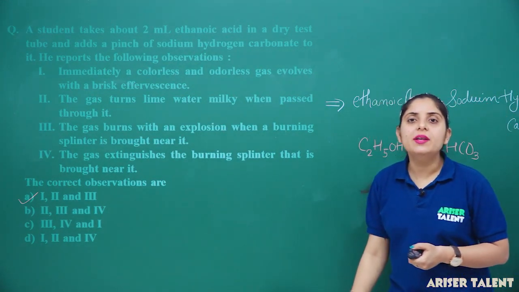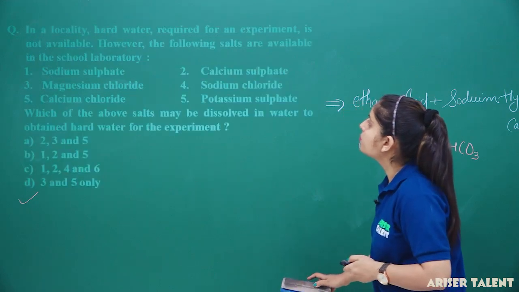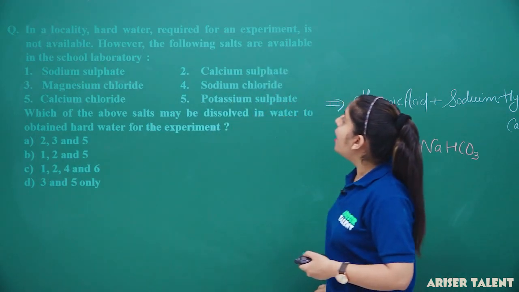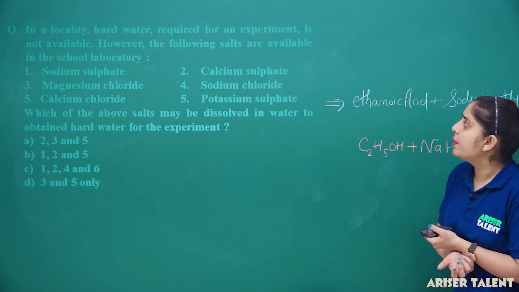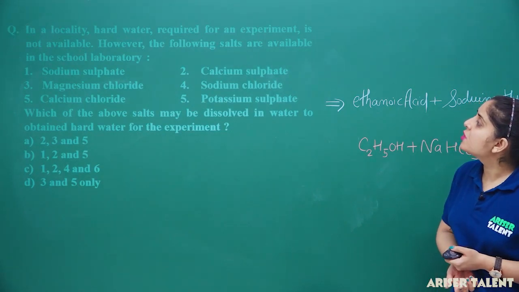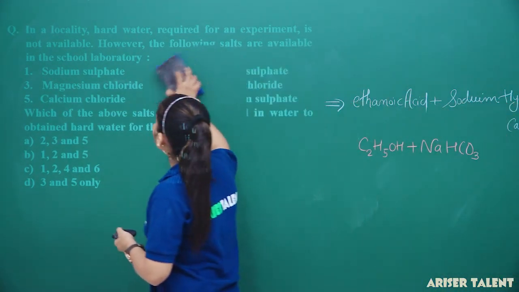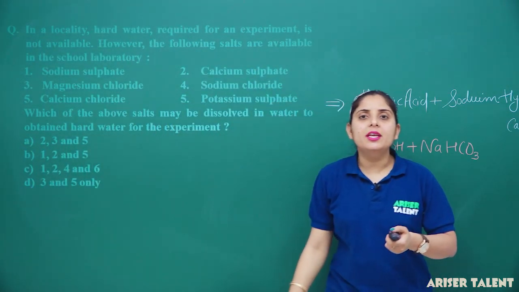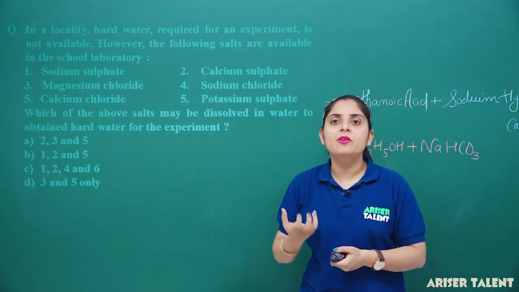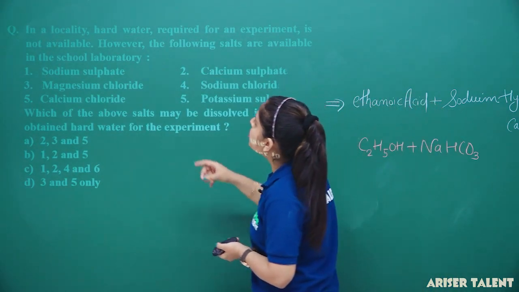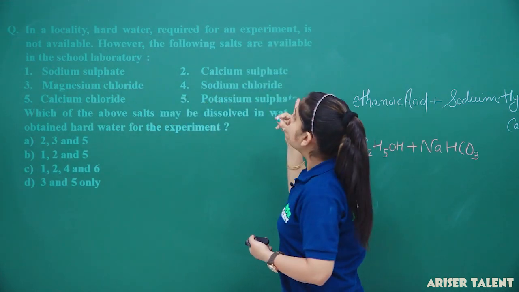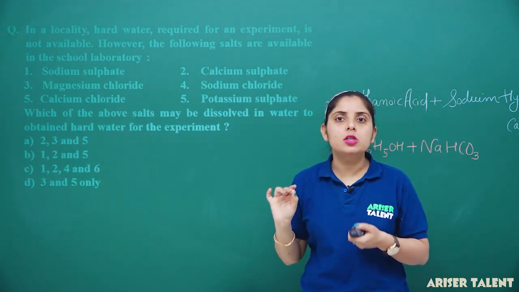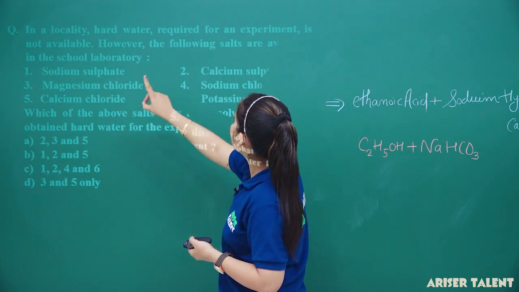Now we are moving to our next question. In a locality, hard water required for the experiment is not available. Which of the following salts available in the school laboratory can be used? Now we know that hard water is basically the sulfates of sodium, potassium and calcium. So if we want to make hard water available, what will we take in the above options? We will take sodium sulfate, calcium sulfate and another sulfate, the potassium sulfate. So we will take only the sulfate salts for making hard water. So the correct option is 1, 2 and 5.